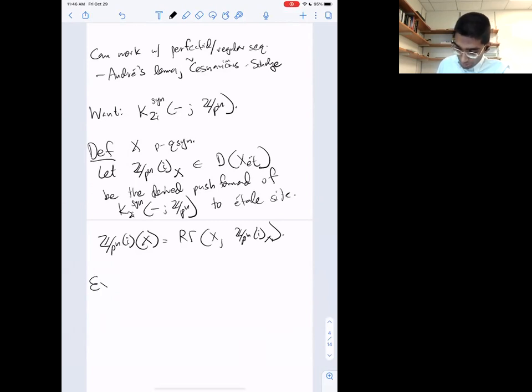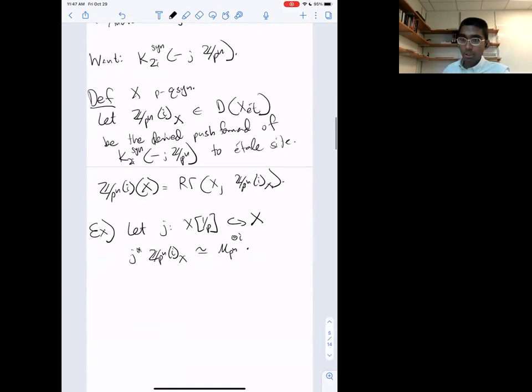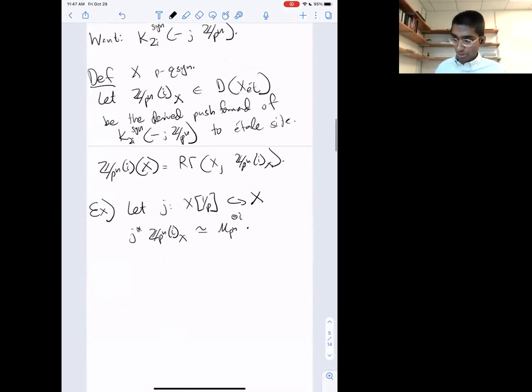Okay, so let me give some examples. First of all, these complexes are supposed to remind you of Tate twists, and in fact, when you restrict to the locus where p is invertible, they are exactly the Tate twists. I'm going to use this notation a lot in the future. So let j be the inclusion from X[1/p] to X. Then as a consequence of Geisser–Levine and Suslin, j^* of Z/p^n(i) sub X is just the usual Tate twist, μ_{p^n}^{⊗i}. So where p is invertible, these are the usual Tate twists.